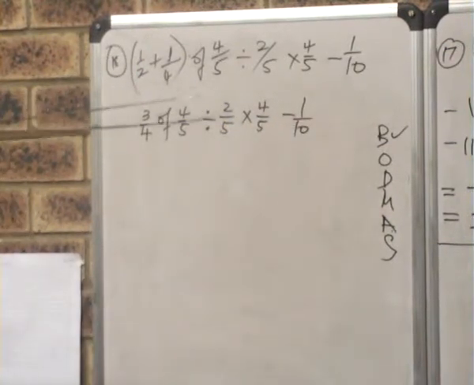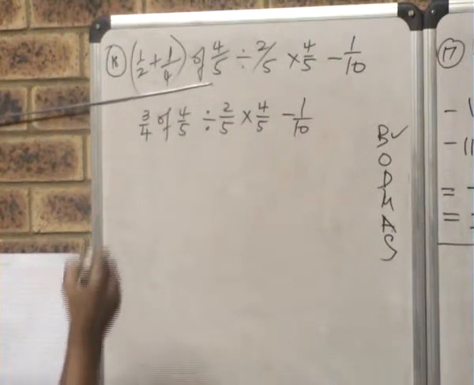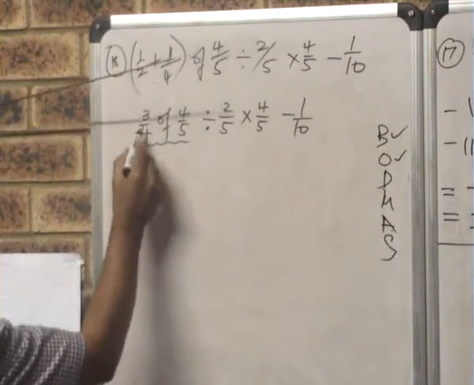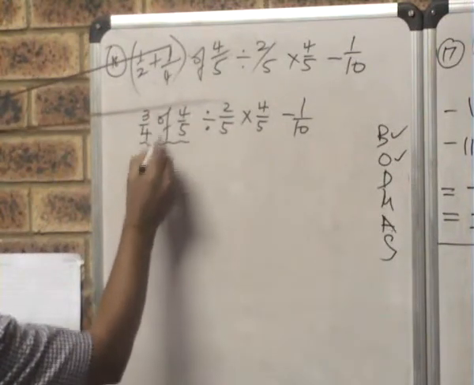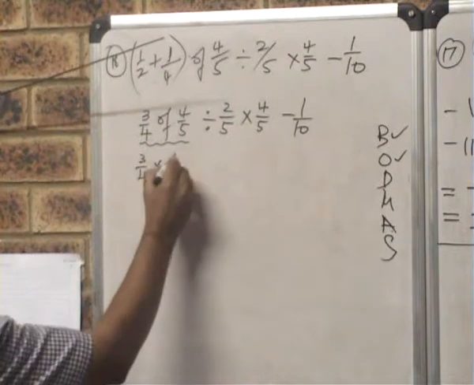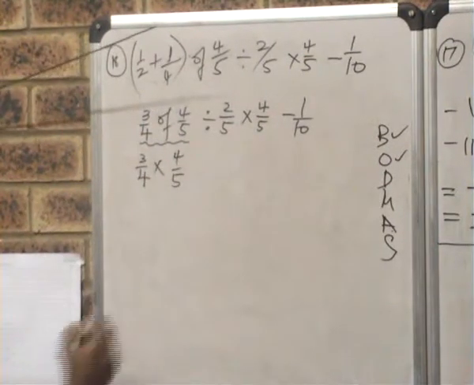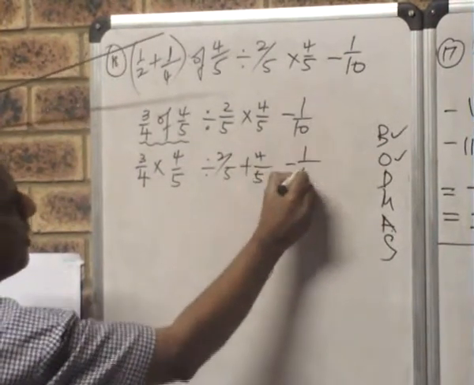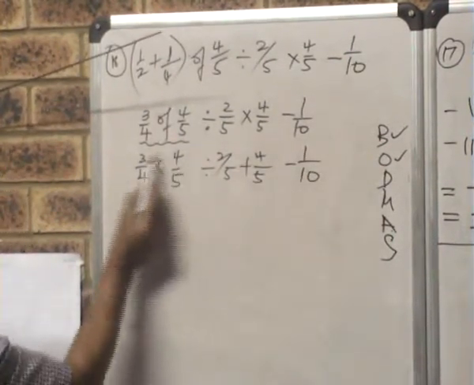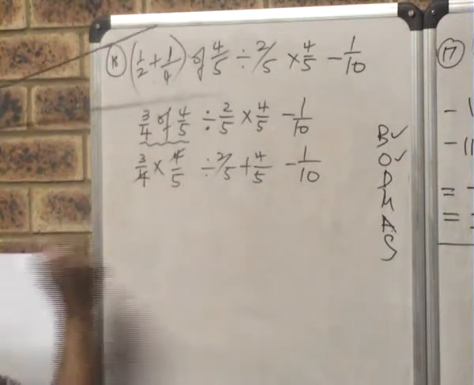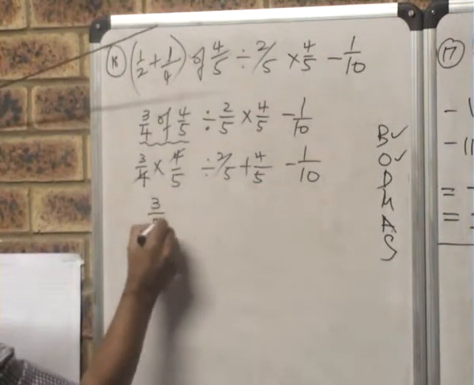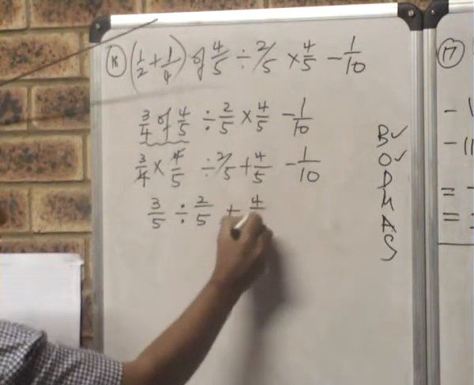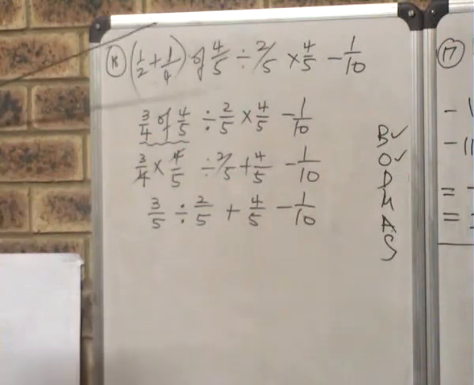Now don't look at the fractions and get scared. Just relax. Now, is there an of? Yes, therefore we'll have to do the of. That's 3 over 4. Of means multiply, and that's 4 over 5, divided by 2 over 5 plus 4 over 5 minus 1 over 10. Now when you look here, that 4 cancels with that 4, and you're left with 3 over 5, divided by 2 over 5 plus 4 over 5 minus 1 over 10.